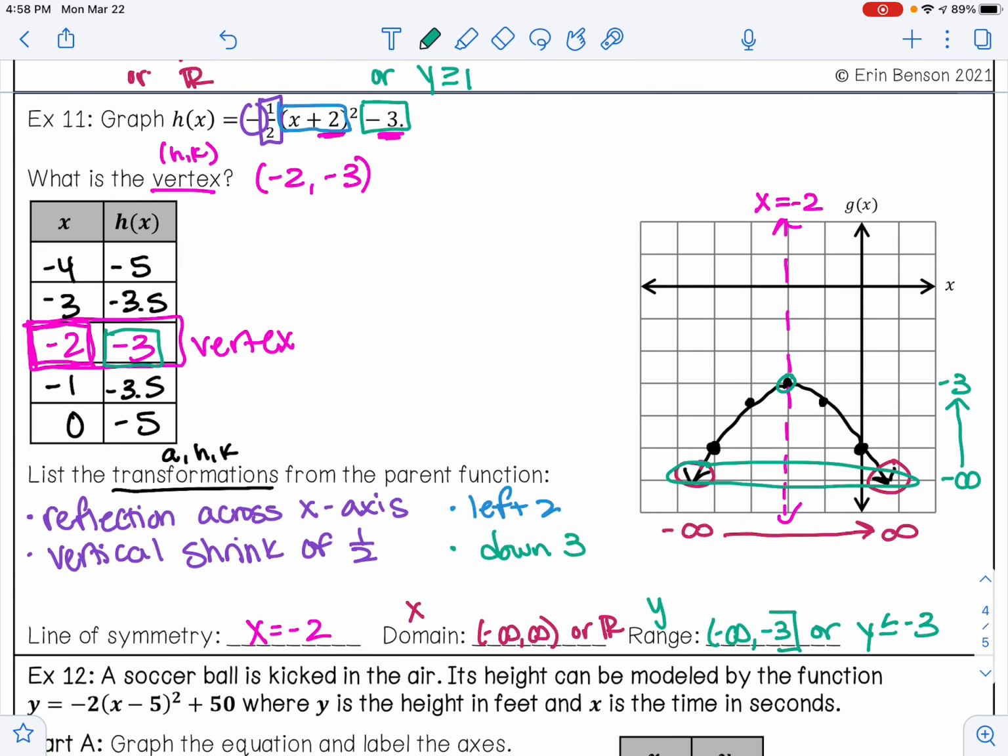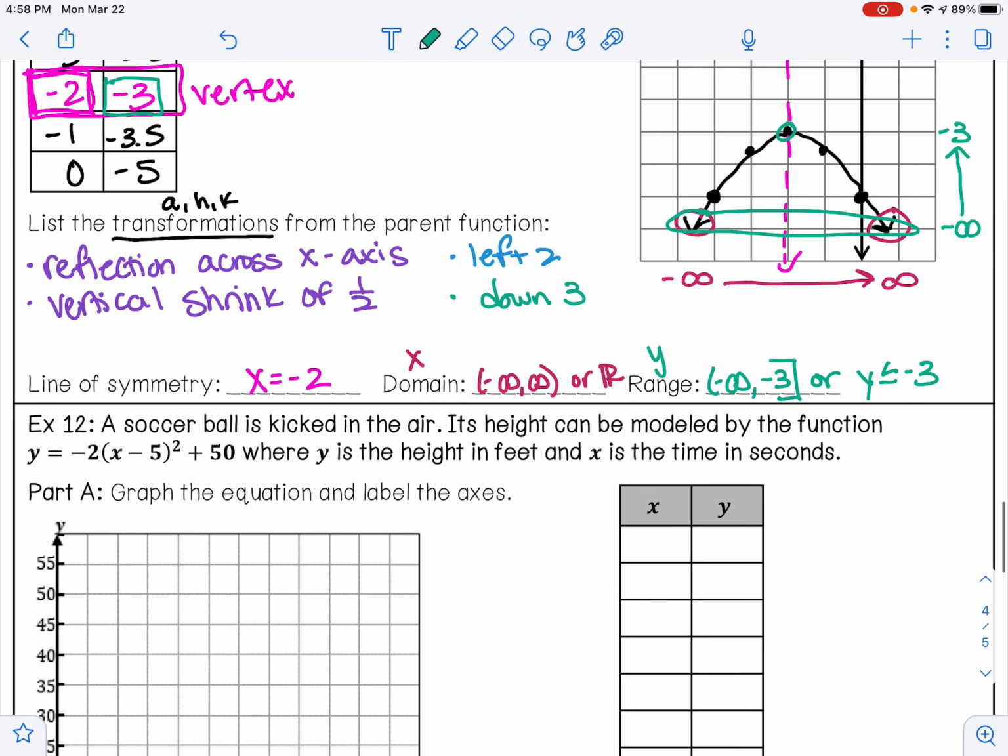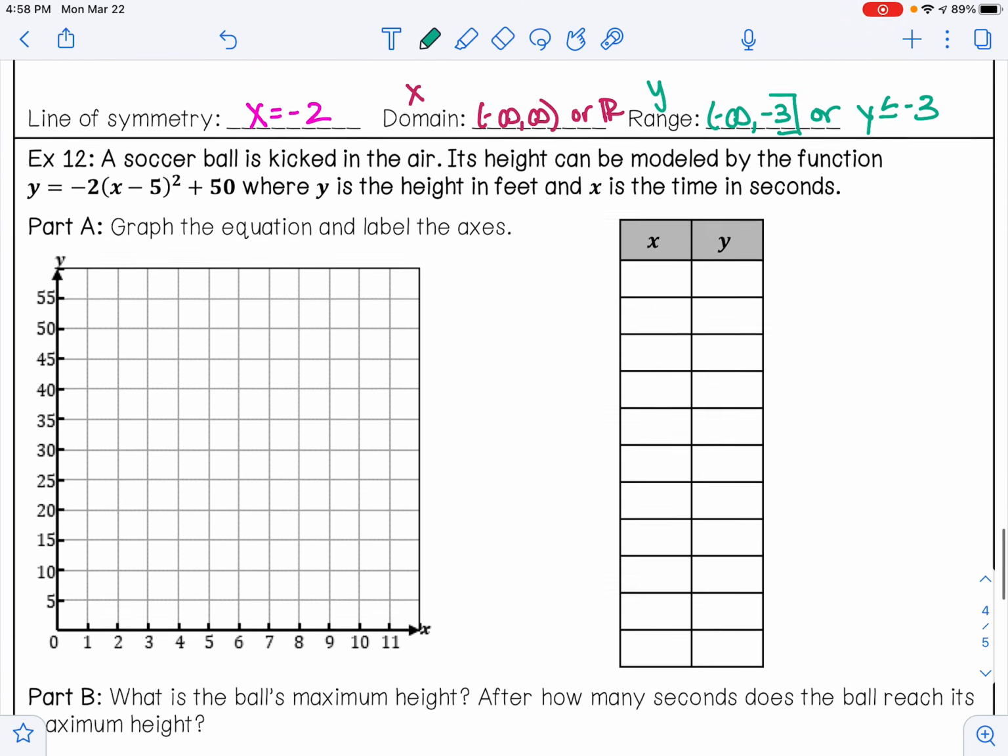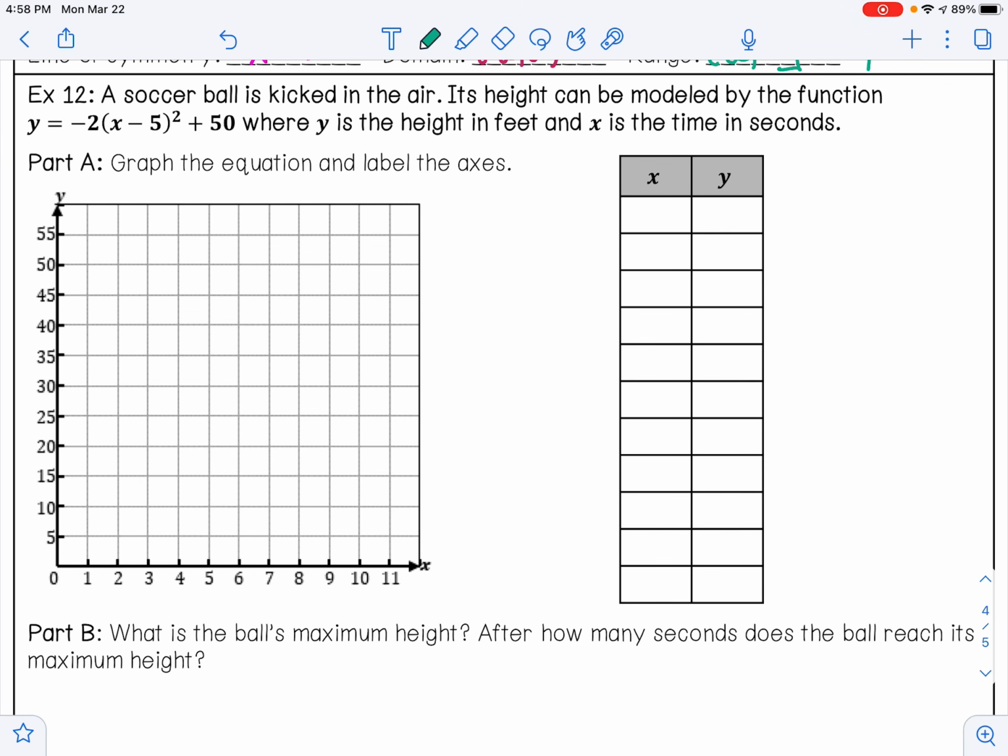Our last example today is a word problem. It says a soccer ball is kicked into the air. Its height can be modeled by the function y equals -2 times (x minus 5) squared plus 50, where y is the height in feet and x is the time in seconds. Graph the equation and label the axes. So they just told us that x was the time in seconds and y is the height in feet.